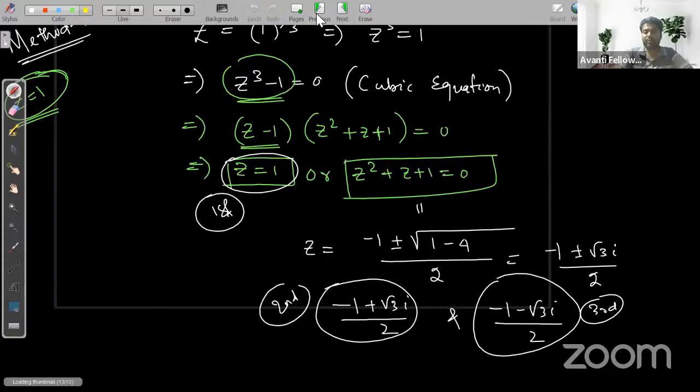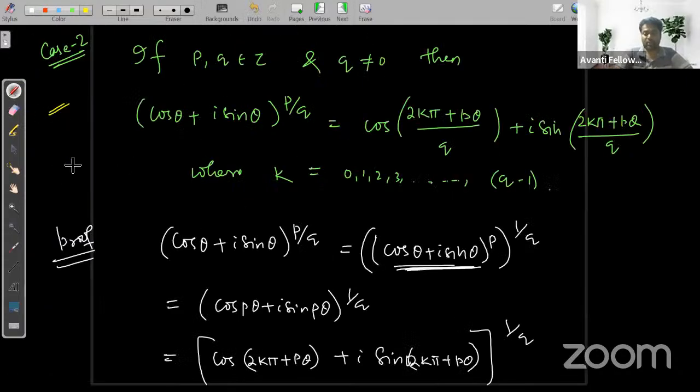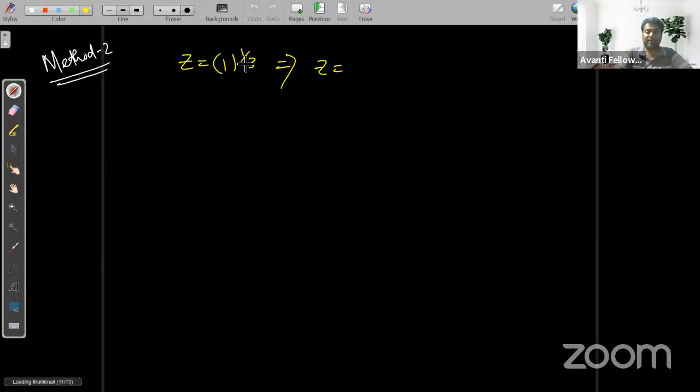What is the second method? Now, the second method is, see, if z is equal to 1 to the power 1 by 3, we can express this using de Moivre's theorem, the second case of de Moivre's theorem. If you use this case, what will you get? z is equal to 1 to the power 1 by 3. So we can express 1 in the polar form also. That is (cos 0 + i sin 0) whole to the power 1 by 3.